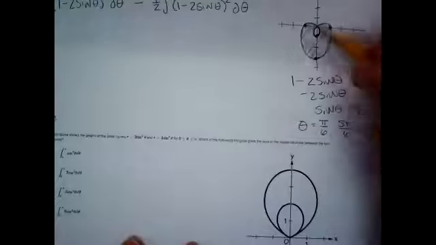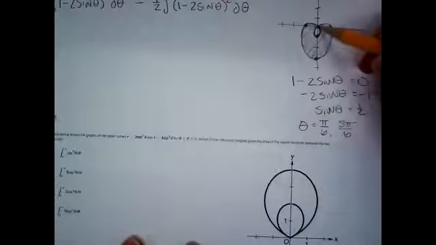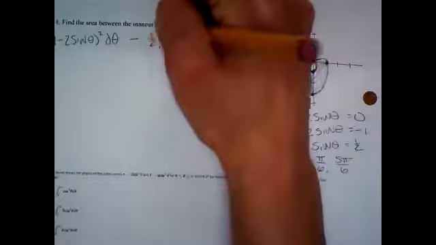So those are going to be the boundaries for the inner loop. Just watch me point to it. If we want the area of this inner loop, we would go from pi over 6, and then it would keep rotating around to 5 pi over 6. So this one goes here, this one goes here.